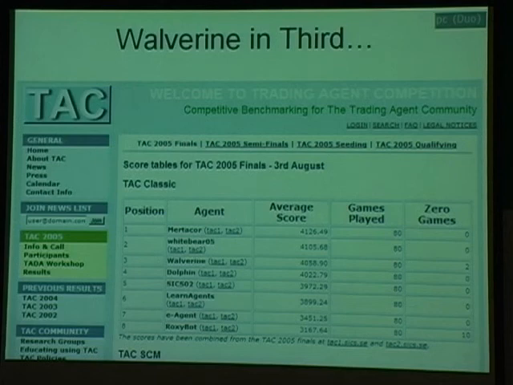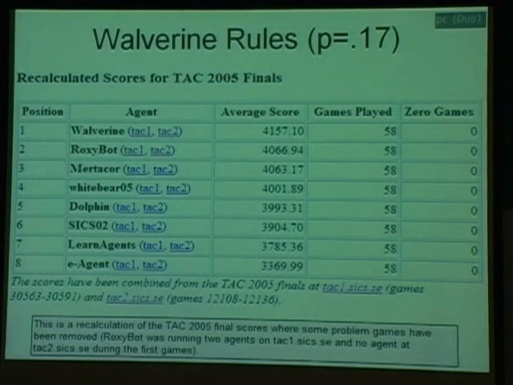But I just have to mention, if you notice these two zero games and 10 zero games there, there were some technical difficulties, and the organizers of the competition actually published these unofficial results, unfortunately unofficial, where we kicked butt at the significance level, p equals 0.17.